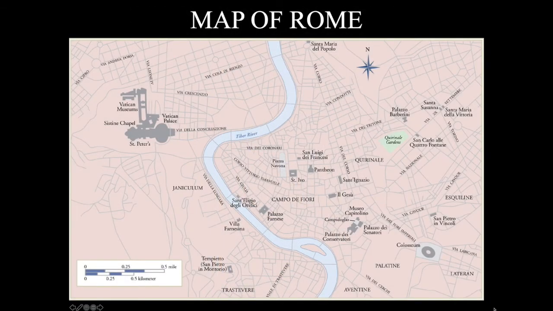And here's a map of Rome of roughly what we're looking at, and this will help us also with a few structures we're going to see in some later lectures. On the left-hand side of the Tiber is St. Peter's Cathedral. The Sistine Chapel is right next to it.